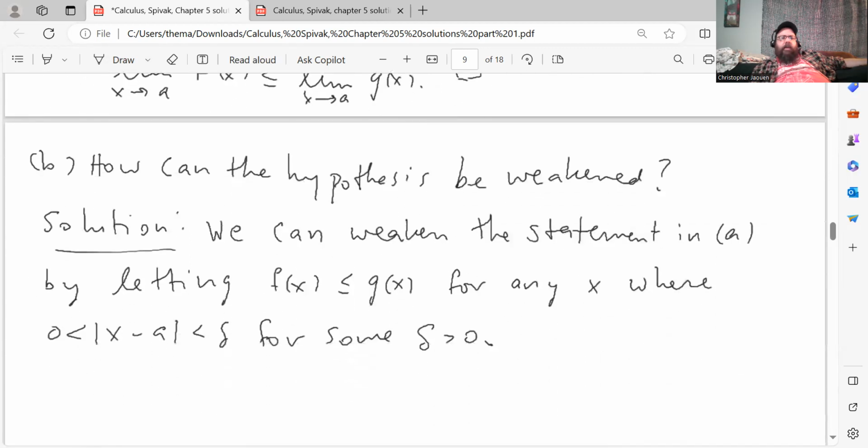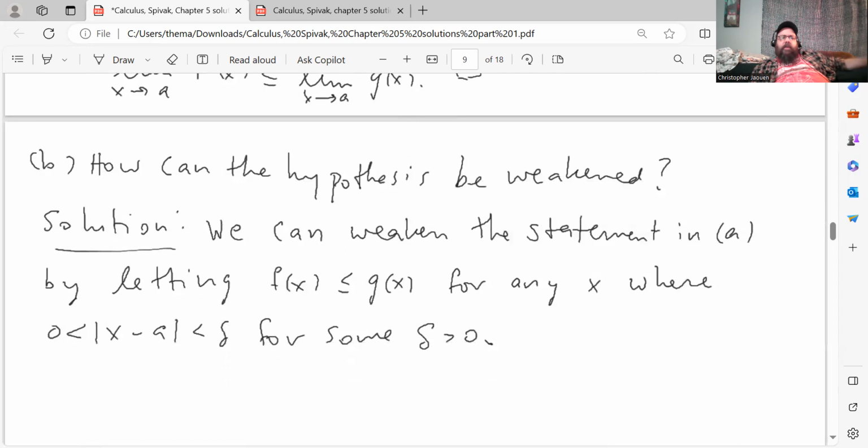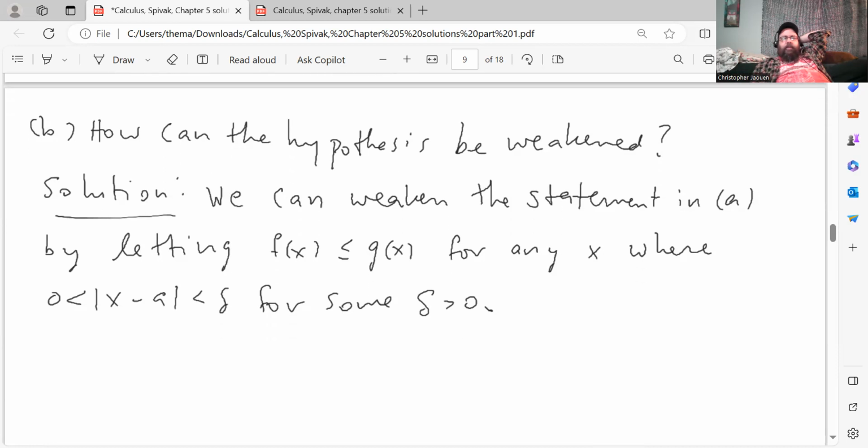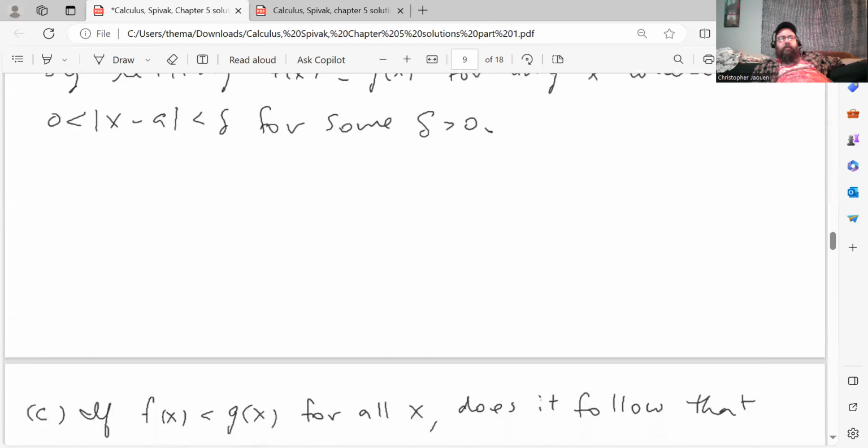That's part A. Part B says, how can the hypothesis be weakened? We can weaken the statement in A by, instead of requiring f of x less than or equal to g of x to be true for all x, restricting it to some delta neighborhood around a. That's because limits are a local property of functions. They're not global properties, they're local. So if this is true over some interval, then the limit of f will be less than or equal to the limit of g over that same interval.